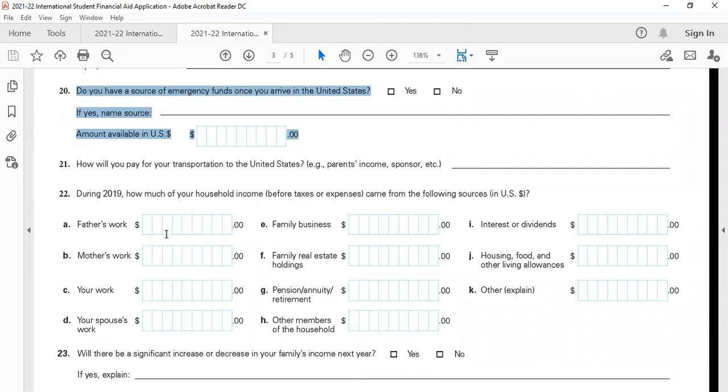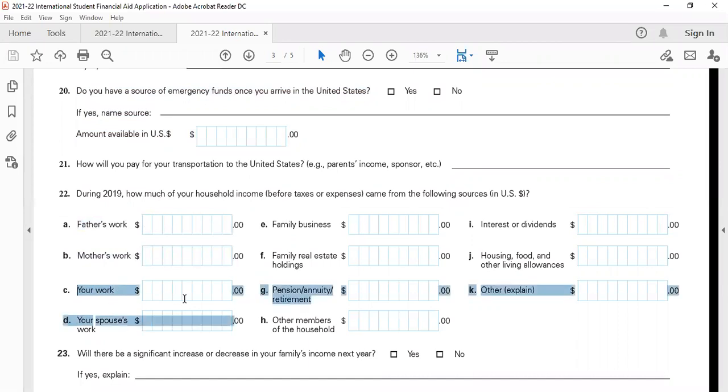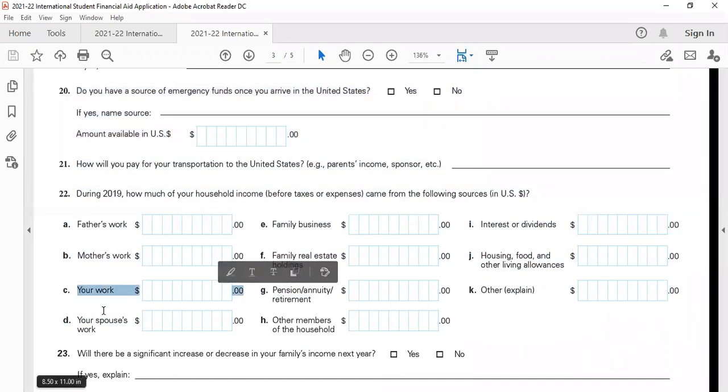Question number 22 is where they try to understand the different sources of income for your family, for your parents. The first is your father's work. How much amount came through your father's work? How much came through your mother's work? How much came through your work if you worked during your high school? How much came through your spouse's work?